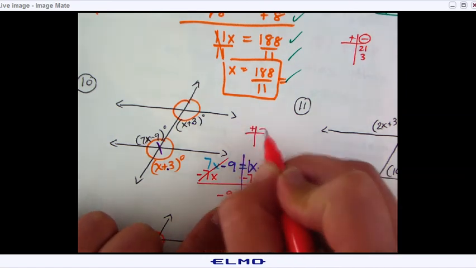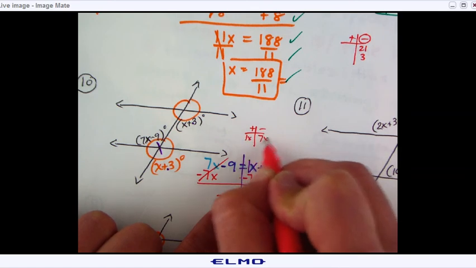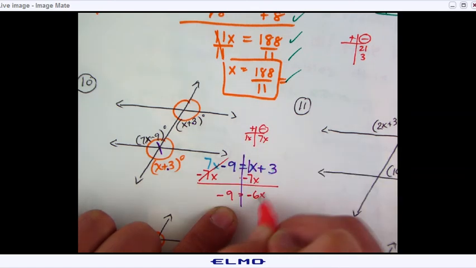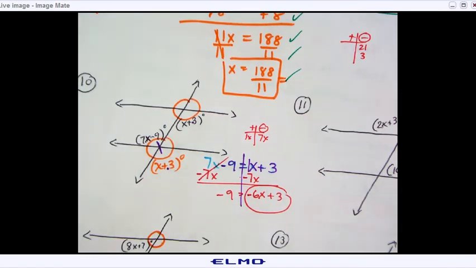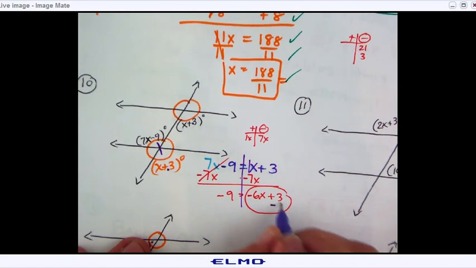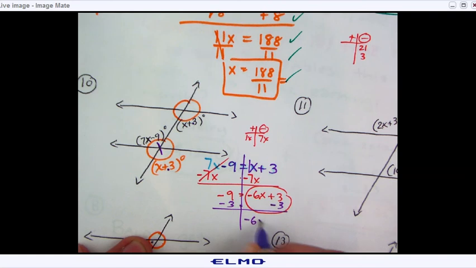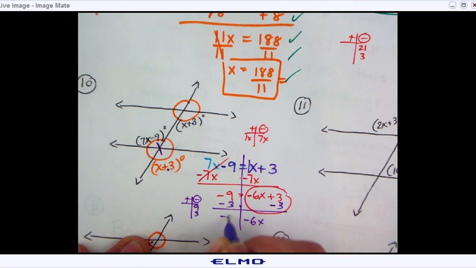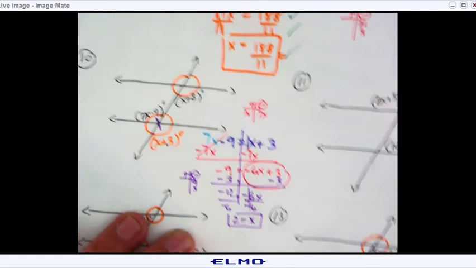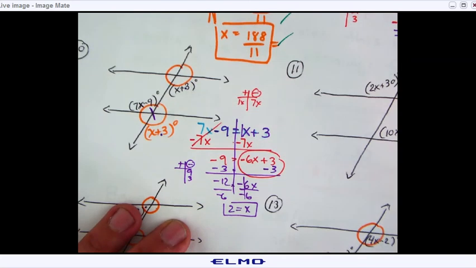So if I do the t-chart, that's negative 6x plus 3. See that? Plus 3. And then you do minus 3 both sides. Then you get negative 6x. And then again, t-chart. Negative 9, negative 3, which is negative 12. Divide by negative 6. X is positive 2. And there's your answer for this one.